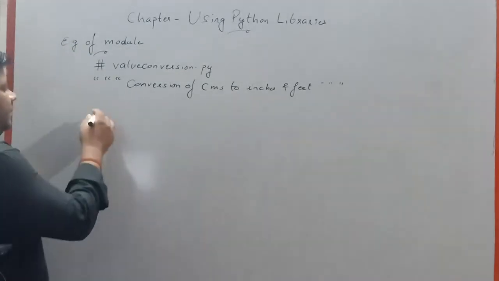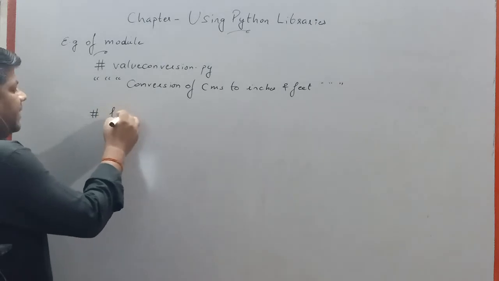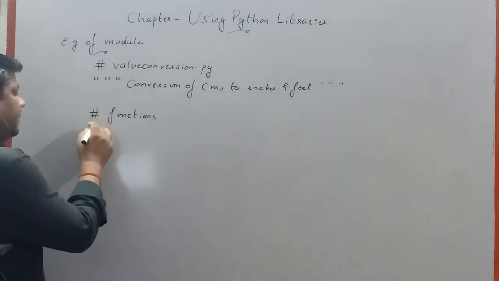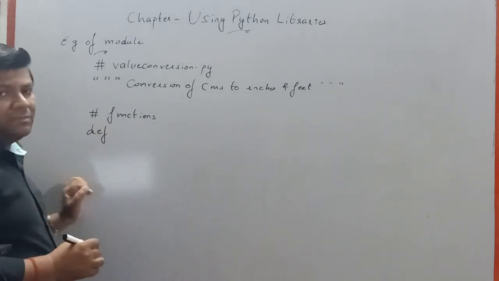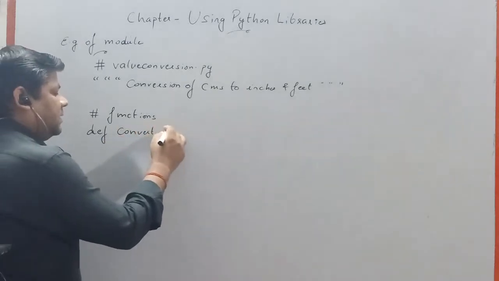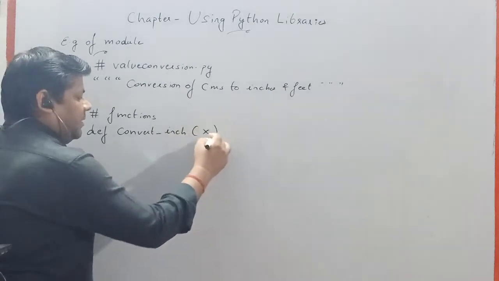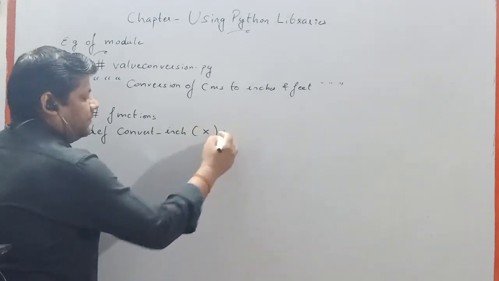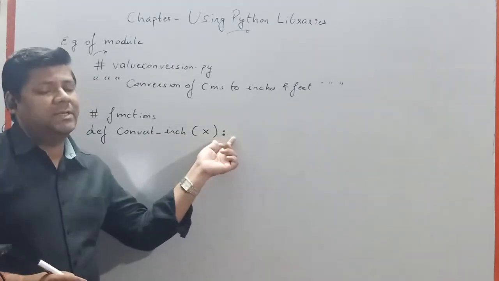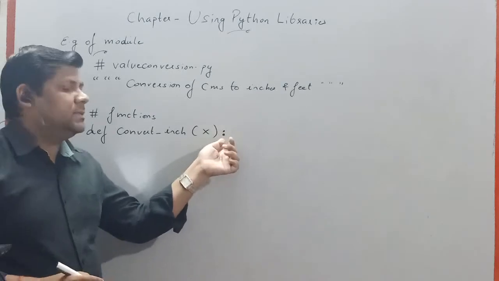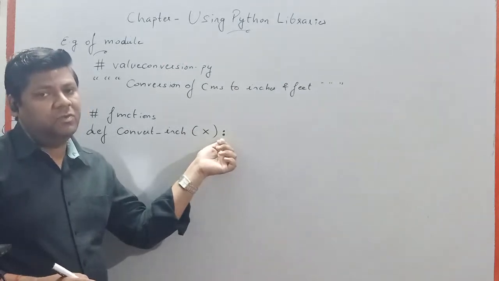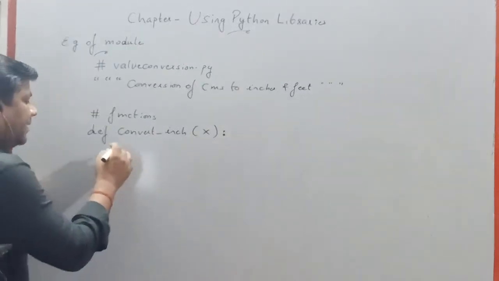Now, from the third line, we are going to define functions. Therefore, I have written a comment as function. As you know, a function starts with the def keyword. Def convert inch, here x is the formal argument. Since we are going to create a block, colons are necessary, and whenever you create a block, you should remember the indentation. Okay. Now another doc string.